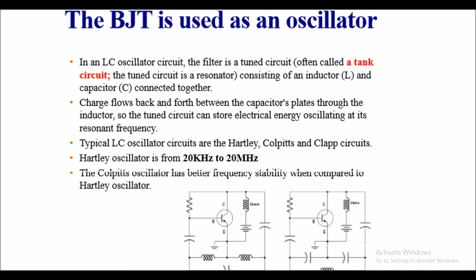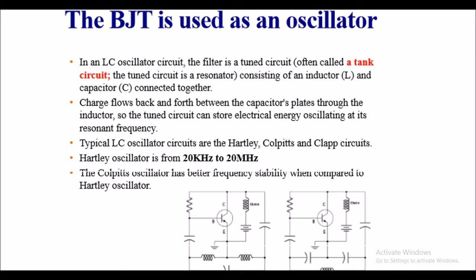The BJT is used as an oscillator. How to use the BJT as an oscillator? In any LC oscillator circuit, the filter is a tuned circuit, often called the tank circuit. The tuned circuit is called a tank circuit.